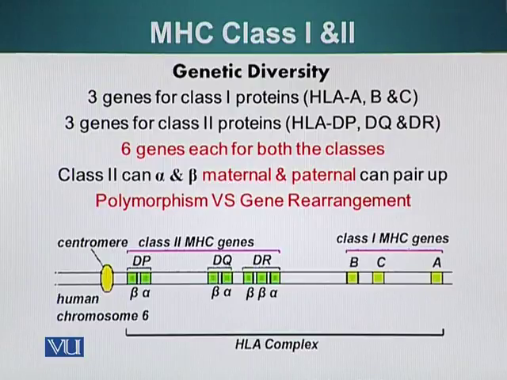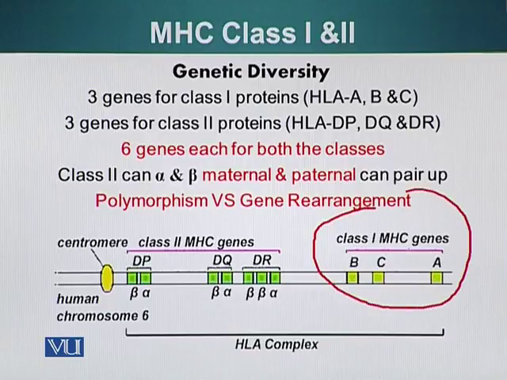First of all, I have to tell you the number of genes. There are 3 genes for MHC class 1 molecules, A, B, and C, which are shown right here, and also 3 for the MHC class 2 molecules, DP, DQ, and DR. These genes are present on human chromosome number 6. They are also called HLA genes, human leukocyte antigen genes, which is another name for MHC genes.